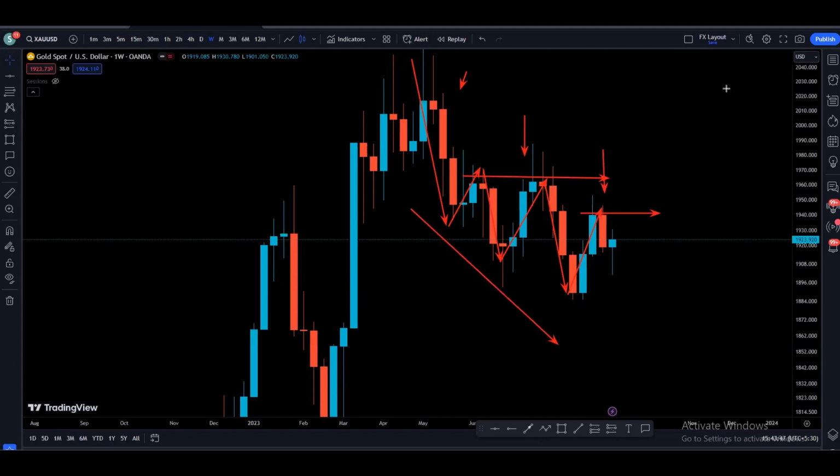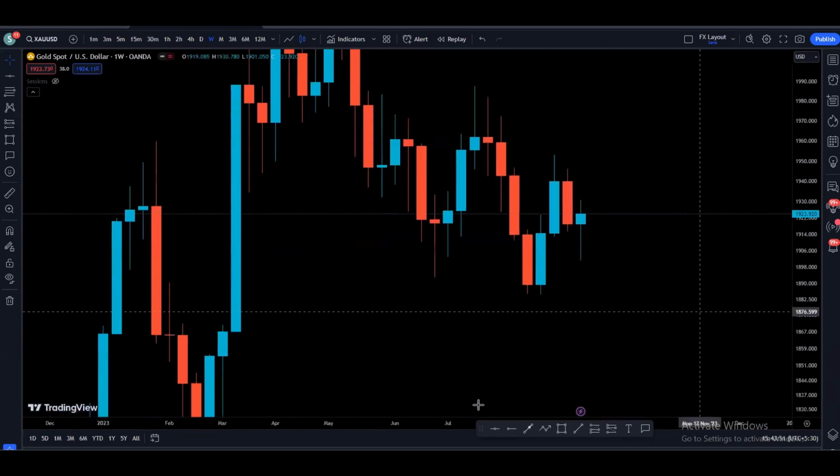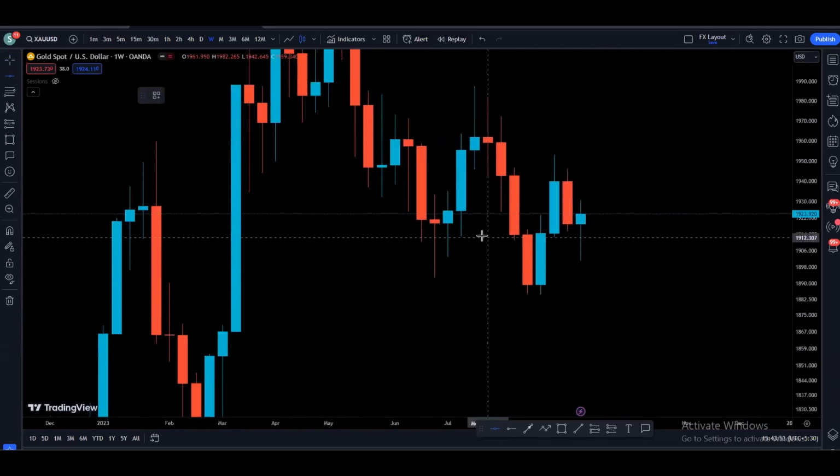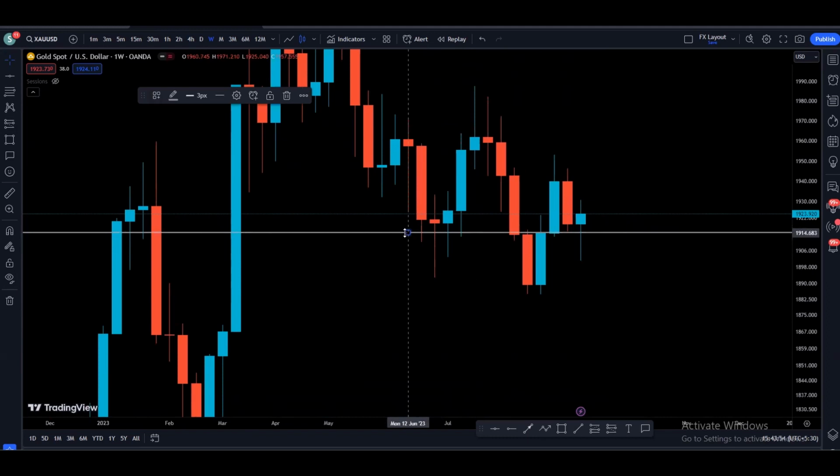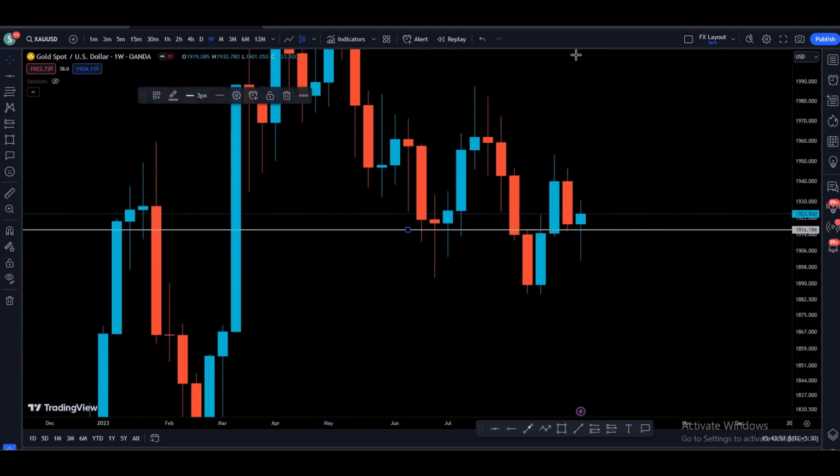Also, we can see that we have this support right here, and we have the last weekly candle close bullish at the previous support. As we can see, the last time we had the bullish candle close, we made this big move to the upside. The same thing we can anticipate this time here as well.